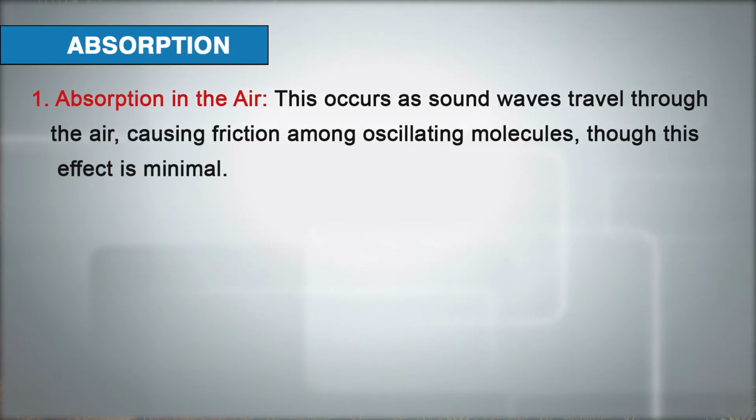The next important topic to be discussed is absorption. When sound waves hit a surface within spaces like an auditorium or hall, some of the energy is absorbed in various ways. For example, through the air, by the audience, in furnishings, and at surfaces like walls and ceilings. So we will discuss them one by one. First, we will take up absorption in the air. This occurs as sound waves travel through the air, causing friction among oscillating molecules, though this effect is minimal.